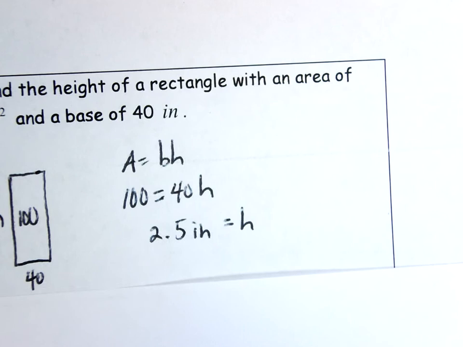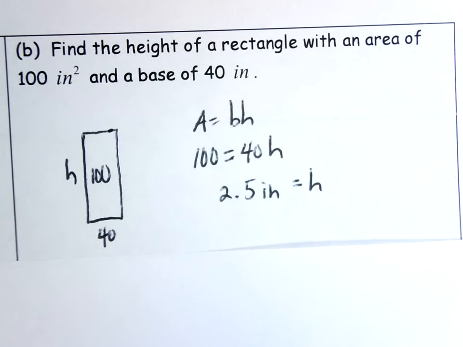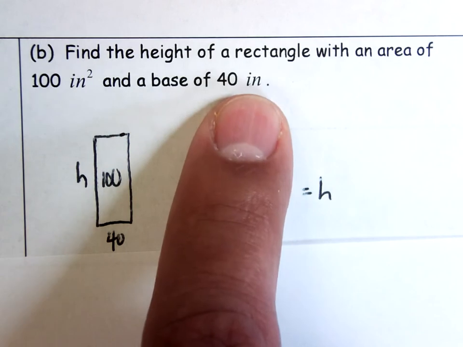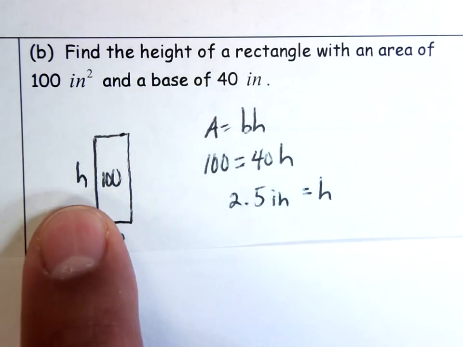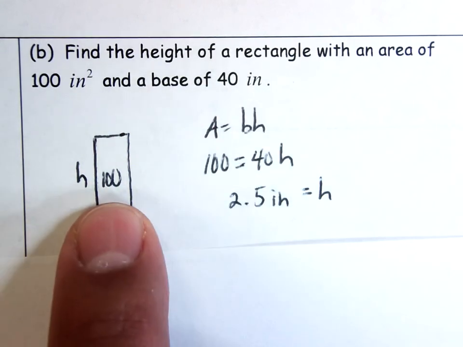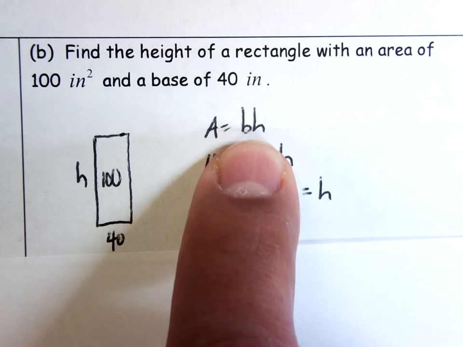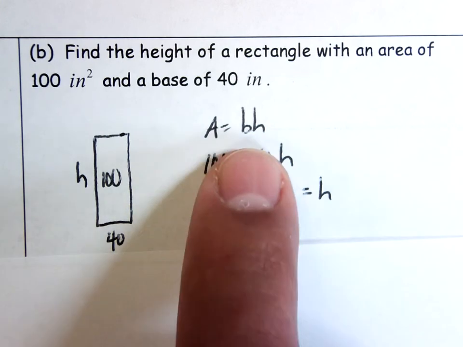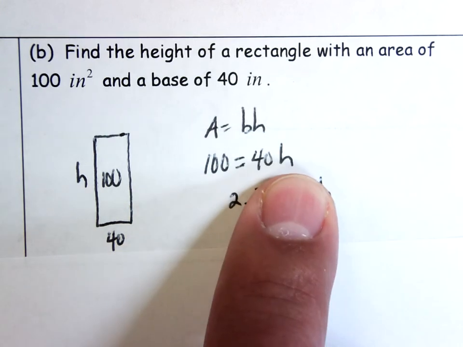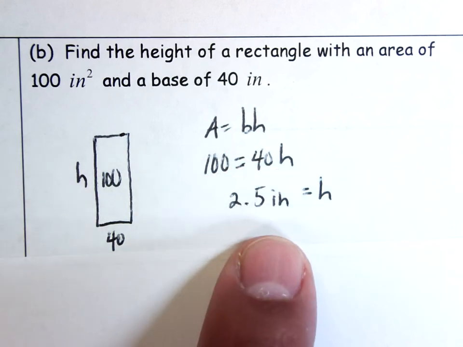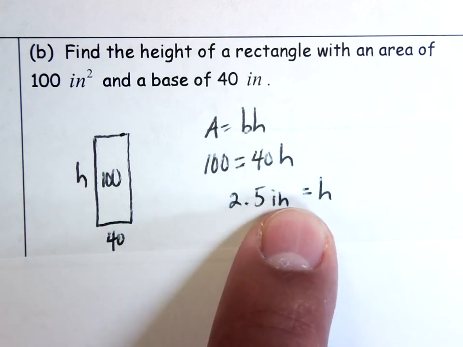All right, they give us this problem. Find the height of a rectangle with an area of 100 inches squared and a base of 40 inches. So I'm looking for my height. I know my area is 100, and I know the base is 40. So area is equal to base times height. I plug in: area is 100, base is 40, I don't know the h. So I have 100 equals 40h, divide both sides by 40, and you get 2.5 inches equals the height.